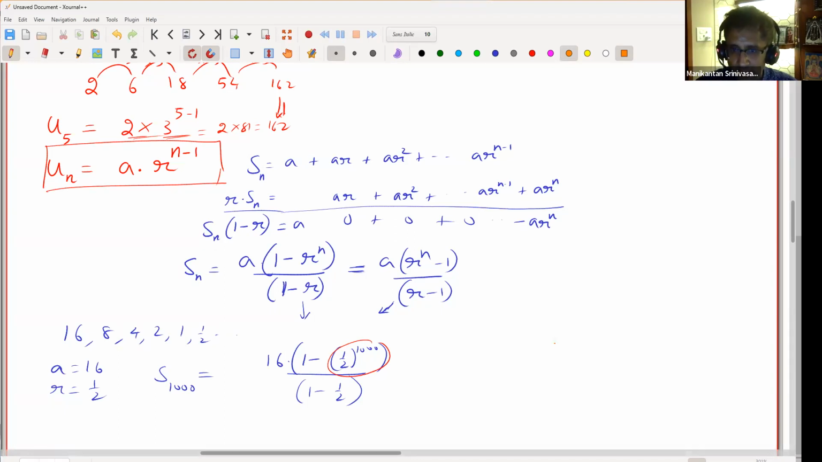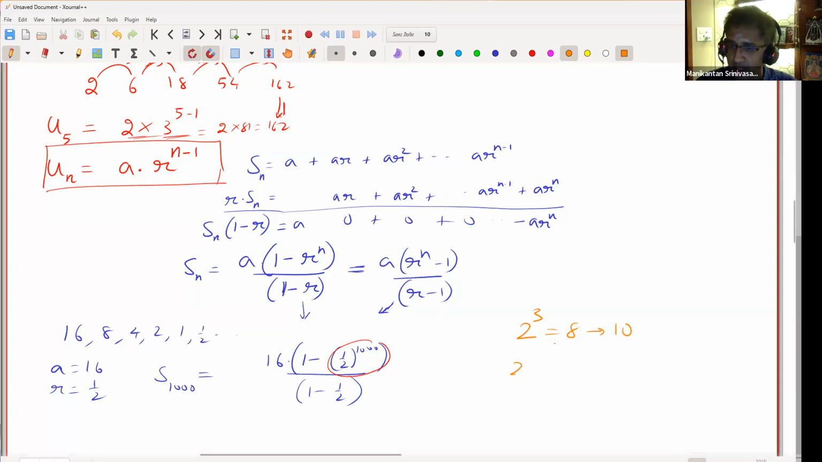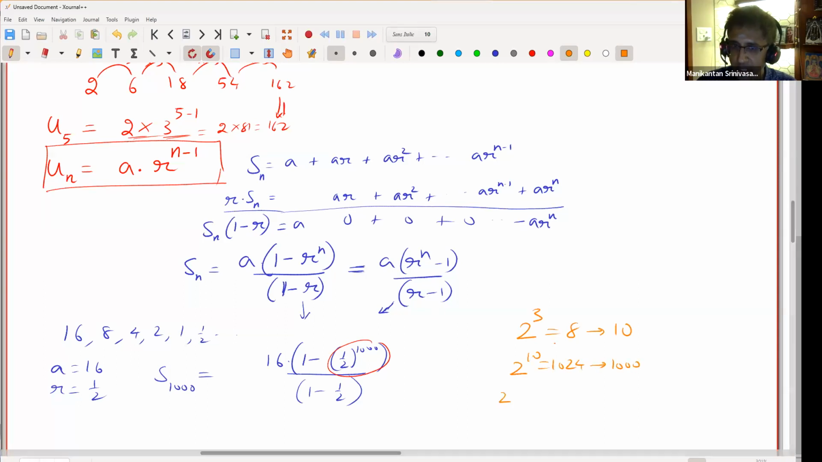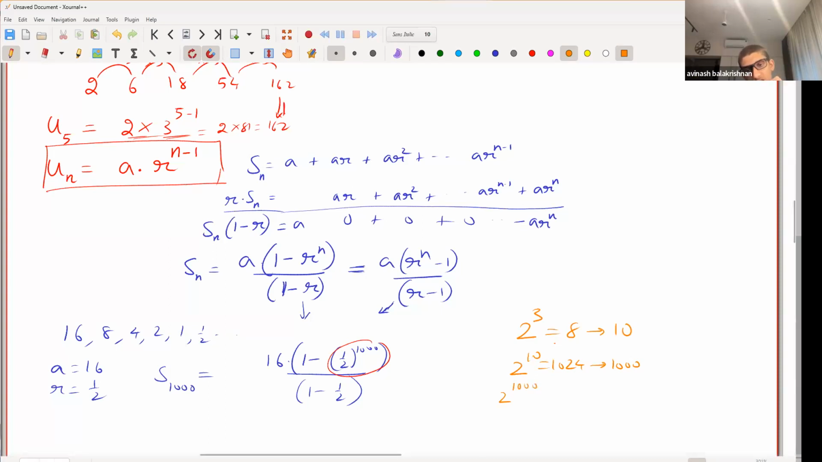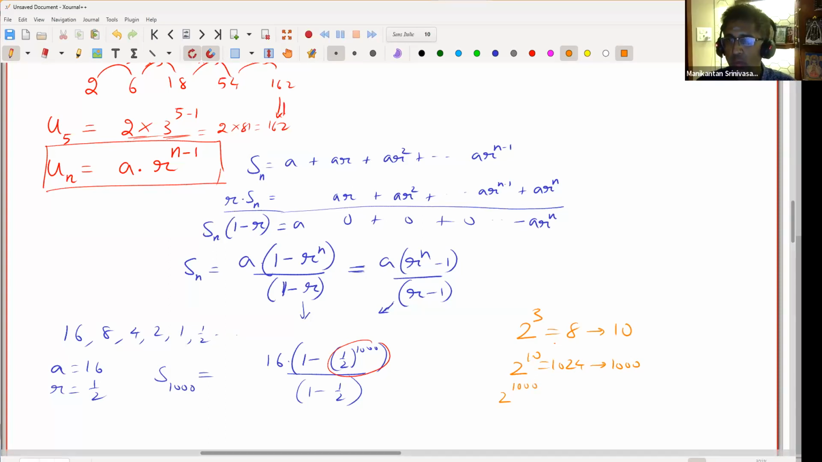So 2 power 3 is 8, I agree, but 8 is still far away from 10. A better approximation is 2 power 10, which is 1024, which is fairly close to 1000. Can you repeat the question you had asked earlier? I was asking about half power 1000, a very tiny number, we all agree. I wanted to know how many zeros it has after the decimal point. Does it have 76 zeros or 1000 zeros or 300 zeros? People had different answers there.